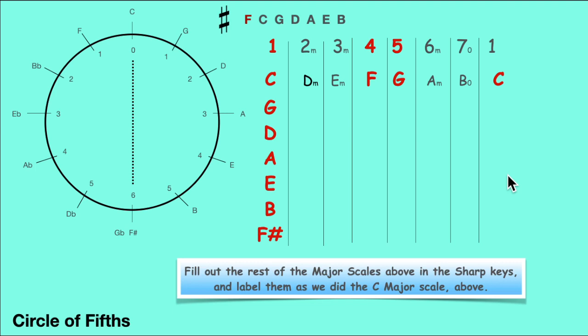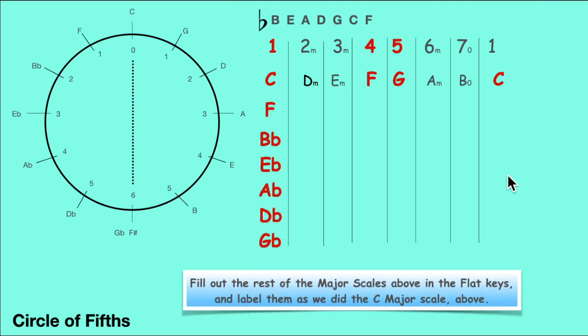That means diminished. So 1, 2 minor, 3 minor, 4, 5, 6 minor, 7 diminished. In the key of C, that would be C major, D minor, E minor, F major, G major, A minor, B diminished. Now fill in the rest of these for the sharp keys. And likewise, do the very same thing for the flat keys. Does that make sense? Cool.